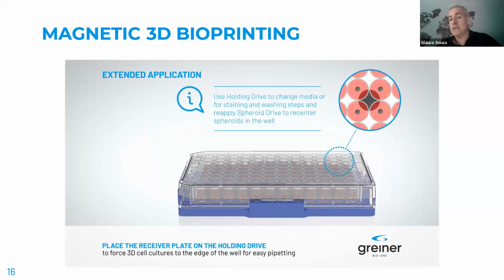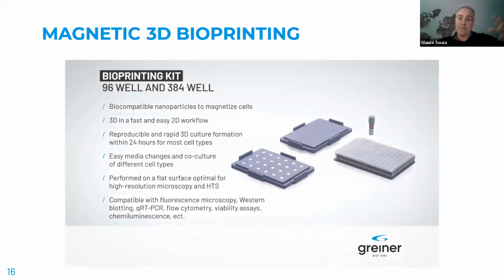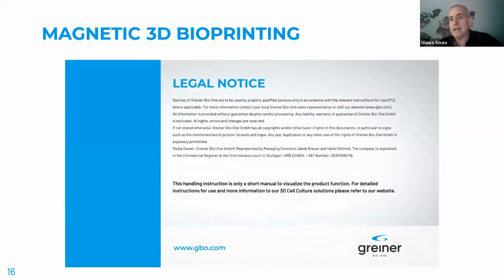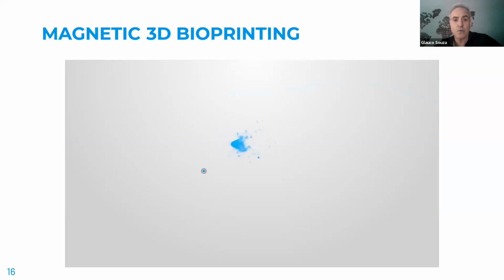Now, if you want to change media, we have a bigger magnet. The magnets are on the side of the well, so you can just put the plate on the bigger magnet, and the spheroids, the magnetized cultures, go to the side, and you can clearly pipette the media in and out to make it easier. So it's a pretty straightforward tool.